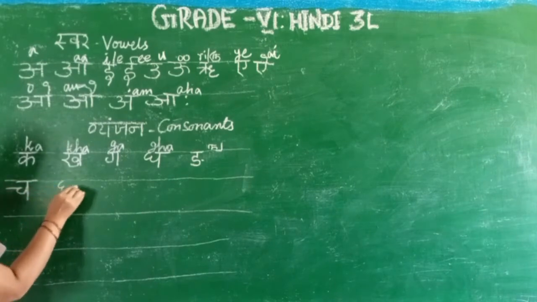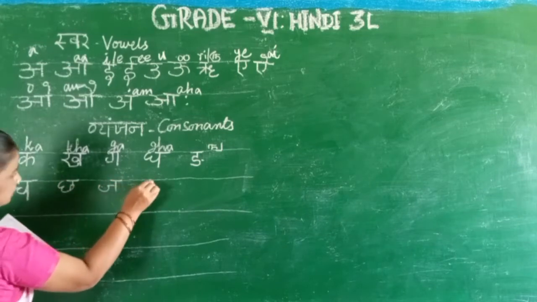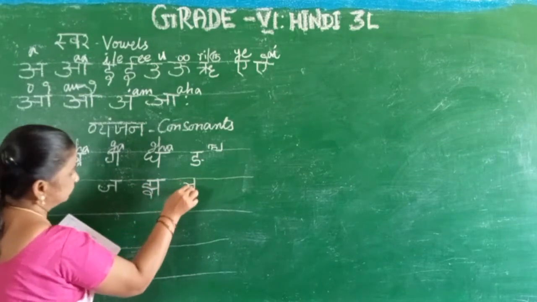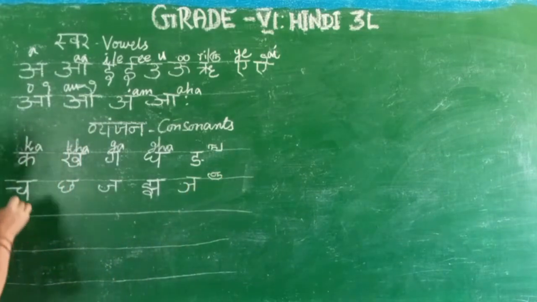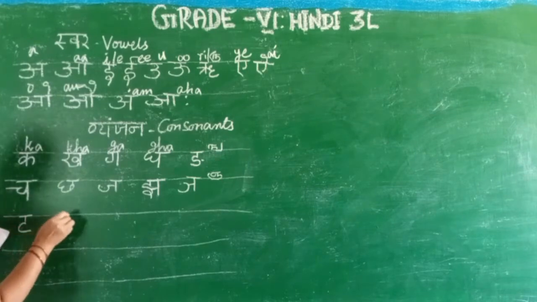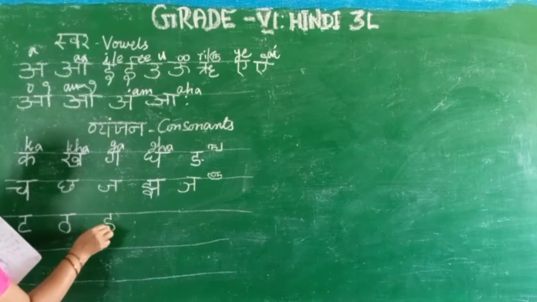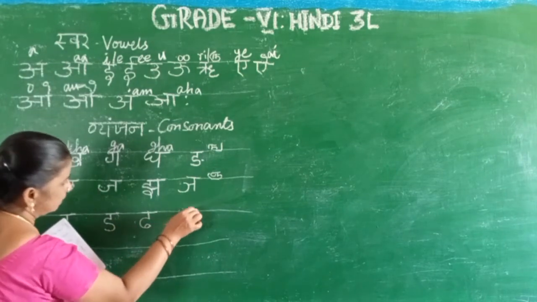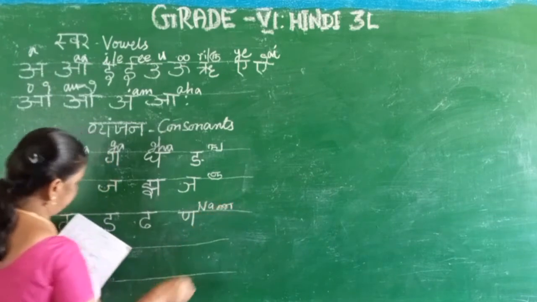Next, cha, ja, jha, nya. This one is Tamil nya. And next, ta, ta ta, ta ta, da da, da da. Next, na. Okay, na? Tamil moonu suli na.